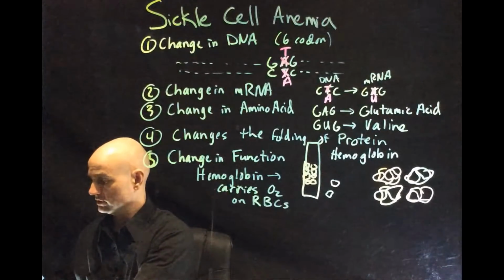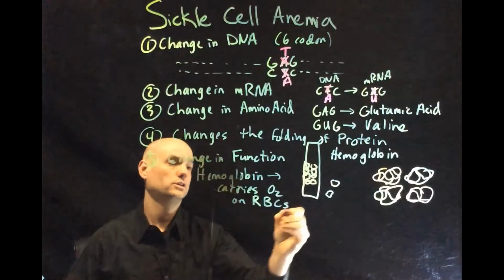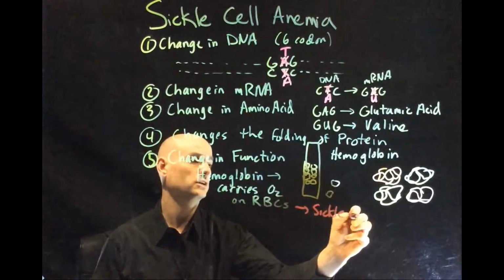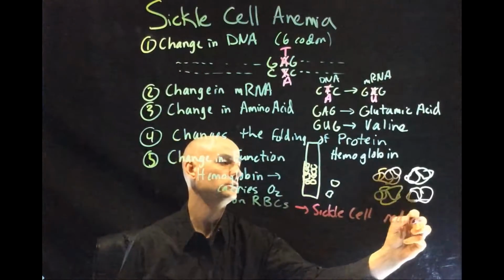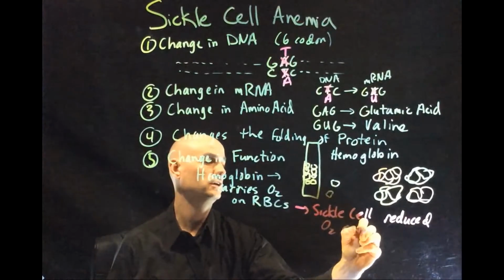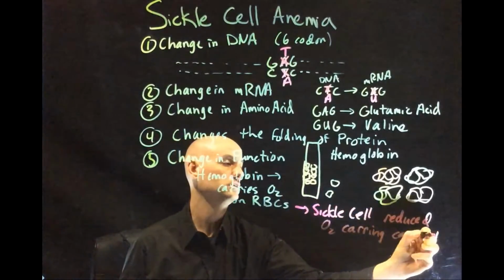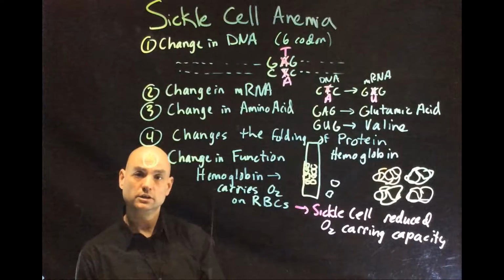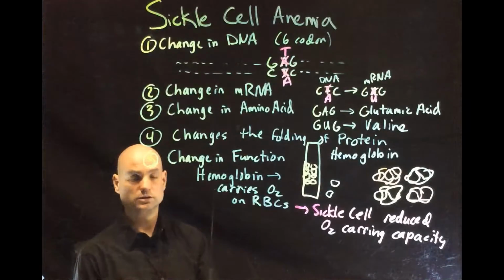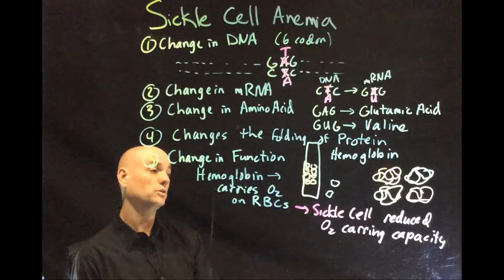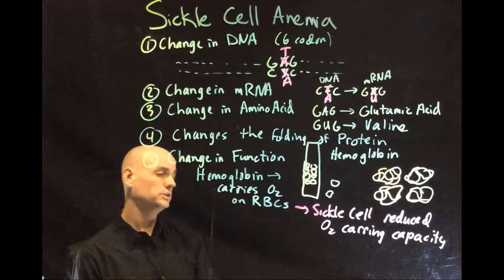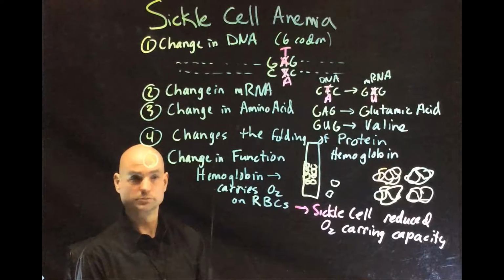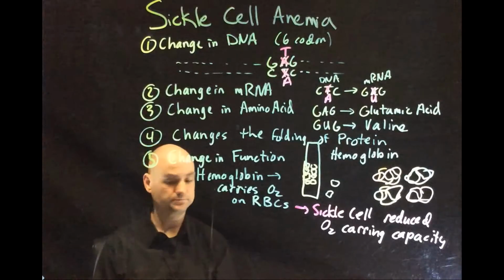Well, what happens is this causes a change, and this change reduces. So sickle cell has a reduced oxygen carrying capacity. Well, obviously you're going to be pretty fatigued all the time if you're not able to get oxygen around to your body. Your body needs it to do cellular respiration. You can still do respiration, but it'd be anaerobic. You're going to tire out really quickly. Fatigue is a major symptom of someone who has sickle cell anemia.